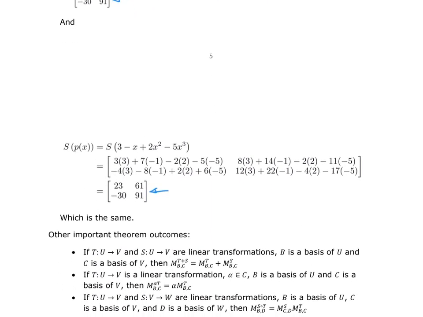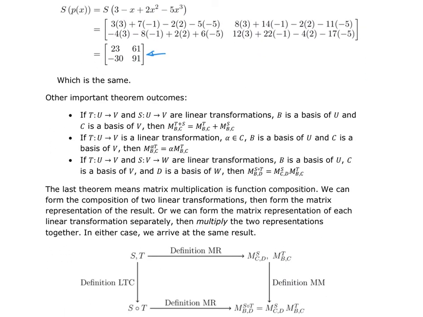There are some important outcomes that come out of this. If I have a linear transformation T from U into V, and S is also from U into V, and B is the basis for U in either one, and C is the basis for V for both of them, then I can take the matrix representation of each one individually first and then add them together, or I can add the two linear transformations together and then find the matrix representation. So that's kind of nice. More often than not, this is more helpful than it is in this form here.